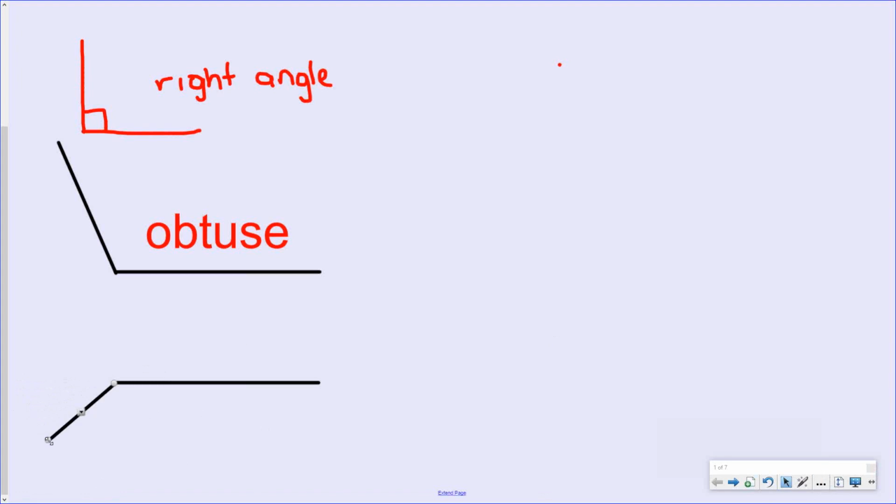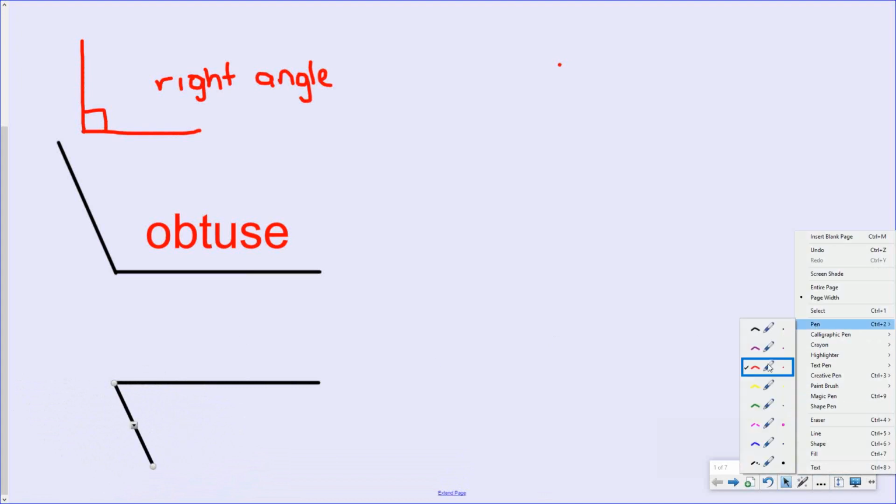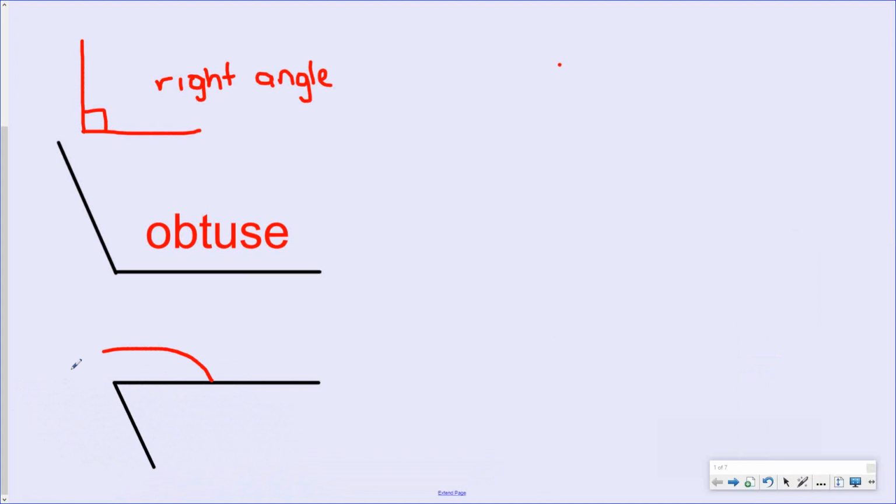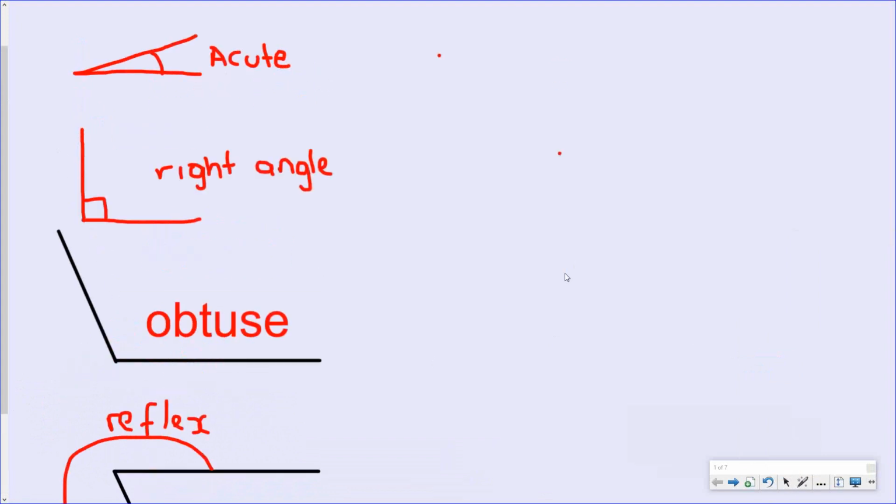And then where are we now? Reflex, and then a full turn. And what's a full turn, you think? 360 degrees. Excellent. Well done, you're a superstar. So let's make sure we highlight what this is. We have this bit, which is not a full turn, but it's greater than 180. So we call this the reflex. I remember reflex. Thank you, Lorena. So we've got the reflex angle.